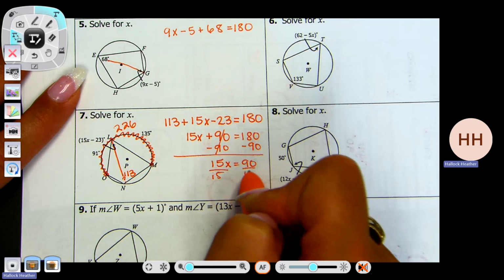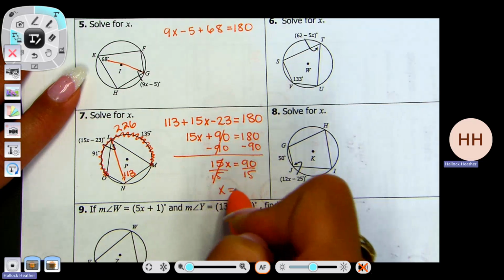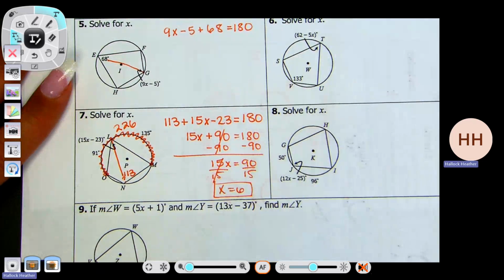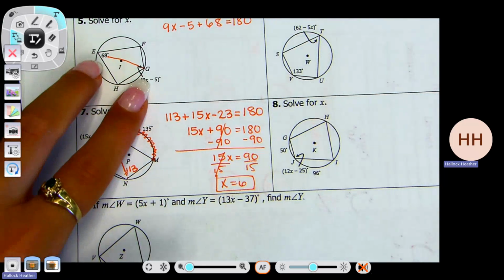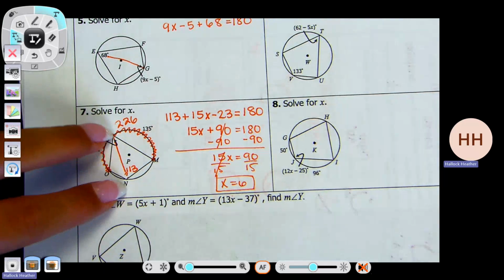So what do we get for x? X equals 6. So most of the ones on the back are literally just adding to make 180 because it's already set up for you. If not, you have to find that angle.